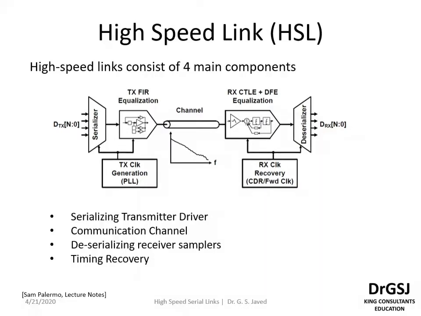A high-speed link consists of four main components: a serializing transmitter driver, a communication channel, deserializing receiver samplers, and a deserializer with the timing recovery. Mind you, you still have a timing generation called a PLL needed to generate the timing points.